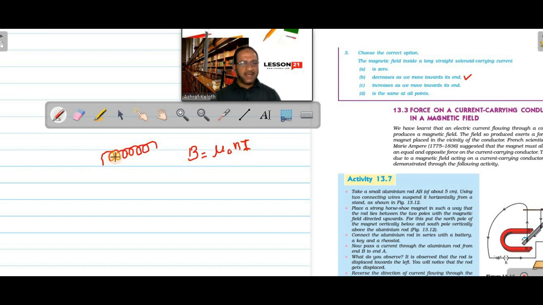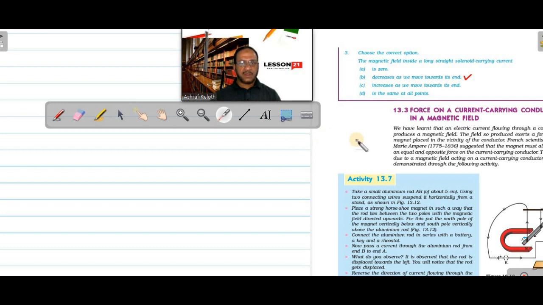But if you take the two ends of the solenoid, the equation is this divided by 2. So the magnetic field at the end is half of the magnetic field at the middle. When we move from the center towards the end, it is gradually decreasing. But in the textbook it is not explained completely. I will give you the answer as per your textbook.